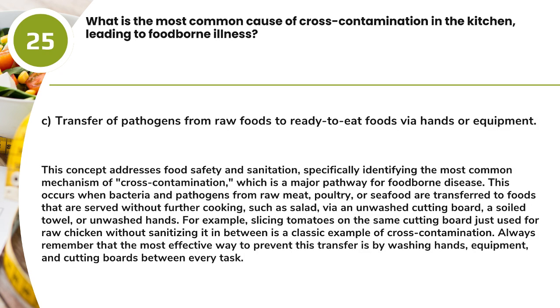Answer C. Transfer of pathogens from raw foods to ready-to-eat foods via hands or equipment. This concept addresses food safety and sanitation, specifically identifying the most common mechanism of cross-contamination, which is a major pathway for foodborne disease. This occurs when bacteria and pathogens from raw meat, poultry, or seafood are transferred to foods that are served without further cooking, such as salad, by an unwashed cutting board, a soiled towel, or unwashed hands.